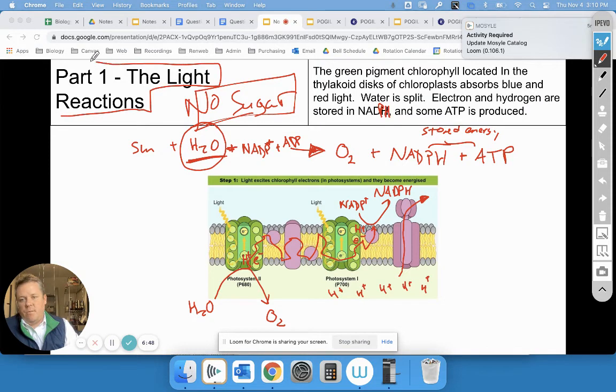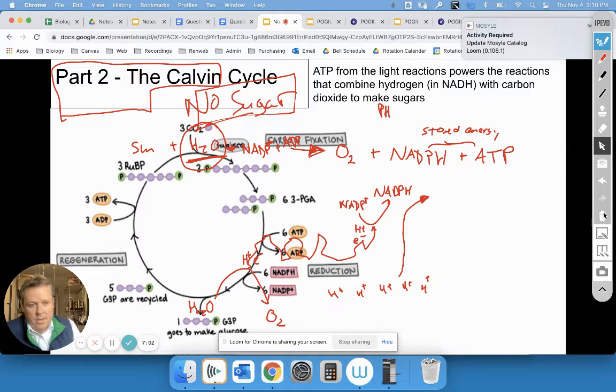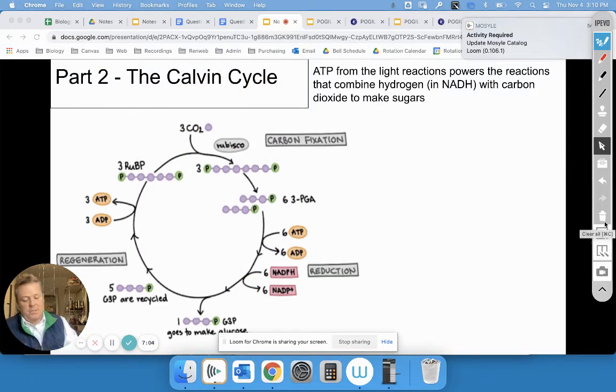The first half requires light but doesn't make sugar, which you can probably assume the second half makes sugar but doesn't require light. So if we move on to the second half of photosynthesis, it is called the Calvin cycle. It used to be called the dark reactions, but it doesn't have to happen in the dark. It can happen in the light. And so what's going to happen here is ATP from the light reactions that we just saw powers the reactions that combine hydrogen in NADPH with carbon dioxide to make sugars.